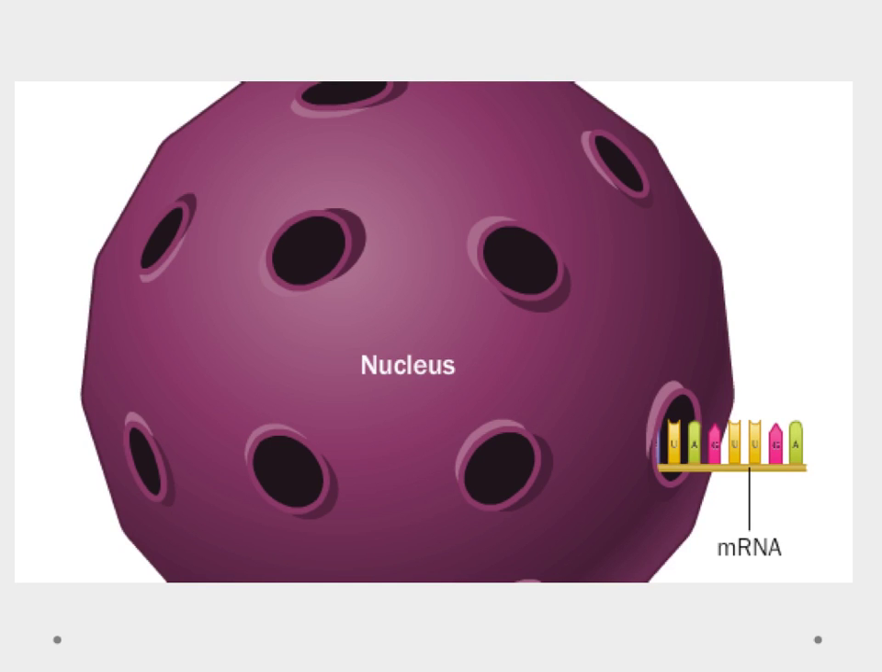Okay, so let's go through the steps of translation. We're going to start off in the nucleus. Remember, inside the nucleus is where we can find our DNA. Now, our DNA has gone through the process of transcription, and it has made this messenger RNA, and this messenger RNA is able to exit the nucleus through these pores. And that's what gives us the material out into the cytoplasm so that we can start building proteins.